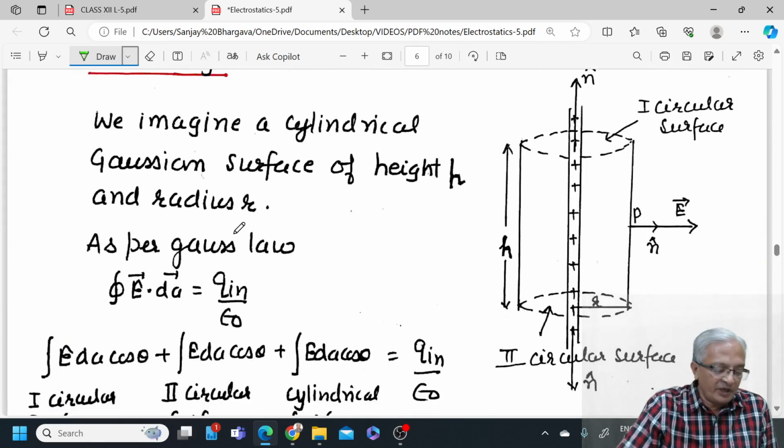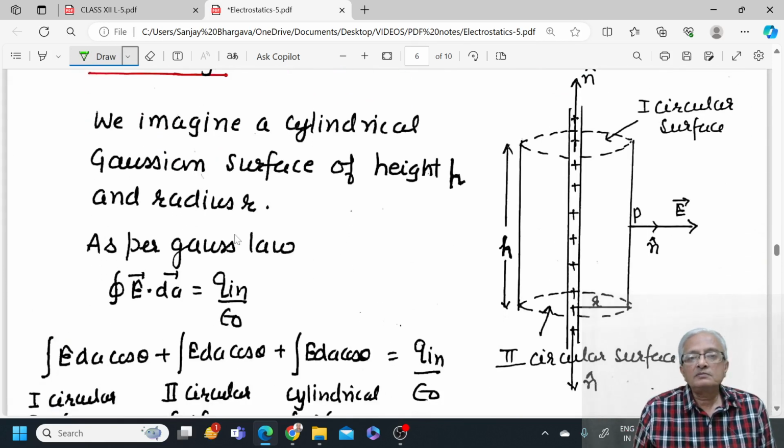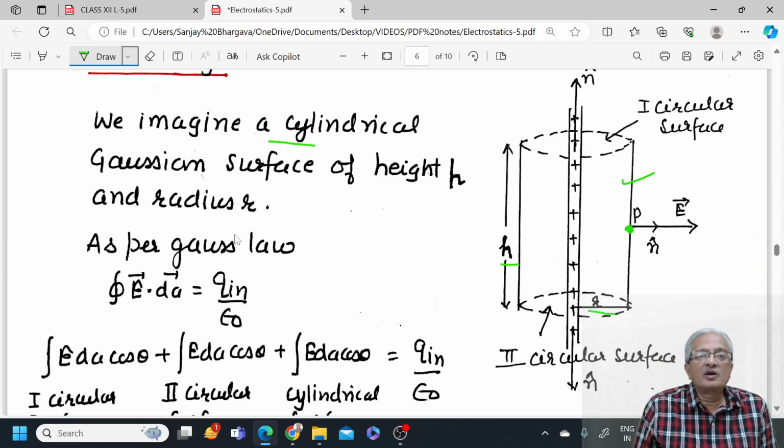For that, we imagine here a Gaussian cylinder. That means at the point P I need to calculate the electric field, but what do I observe? There is no closed surface. Before the application of the Gauss law, I am supposed to imagine a closed surface. So I imagine a cylindrical surface. Then the cylindrical surface has a height h and the radius is r. So we imagine a cylindrical Gaussian surface of height h and radius r.